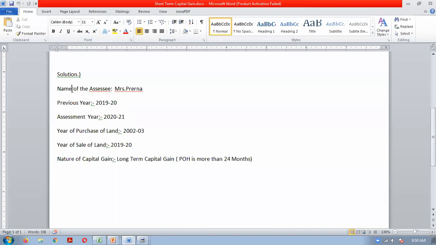So basic details we have already noted. See, name of the assessee Mrs. Prerana. Previous year 19-20, assessment year 2020-21, year of purchase is 2002-3, year of sale is 19-20. Nature of capital gain is long term. Why is it long term? Because period of holding is more than 24 months, which is 17 years, you can say. So nature of capital gain will be long term. Now how to calculate the capital gain? Let us understand.